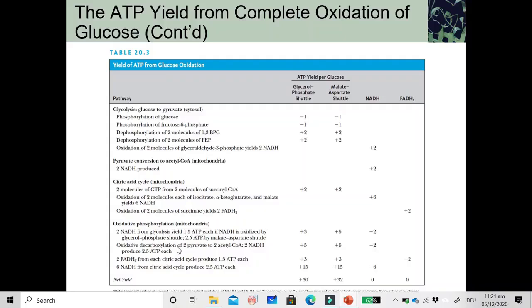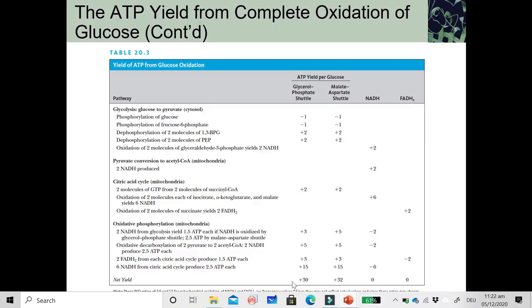Remember, oxidative decarboxylation of 2 pyruvate to 2 acetyl-CoA produces 2 NADH, which is found in the mitochondrion, so that means it's equivalent to 2.5 ATP. So 2 times 2.5, it's 5, and here is also 5. Remember, 2 FADH2 from the citric acid cycle produce 1.5 ATP each, so 2 times 1.5, 3, and you have 6 NADH. Where did this 6 NADH come from? From the citric acid cycle. You produce 3 for each acetyl-CoA, but you have 2 acetyl-CoA, so that's 2 times 3, it's 6, and then 6 times 2.5, it's 15.